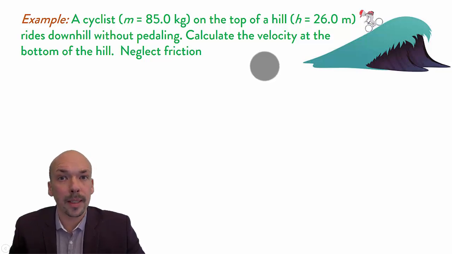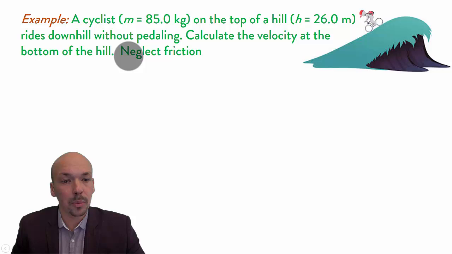Here is an example, try this for yourself. Get a piece of paper, a pen and a calculator and try to calculate this one. We have a cyclist with a mass of 85 kilograms on the top of a hill which is 26 meters high. He rides down without pedaling, so he's not giving extra energy. It's just the energy he has because he has a certain height. Calculate the velocity at the bottom of the hill, and you can neglect friction.